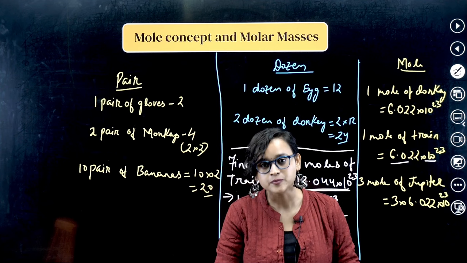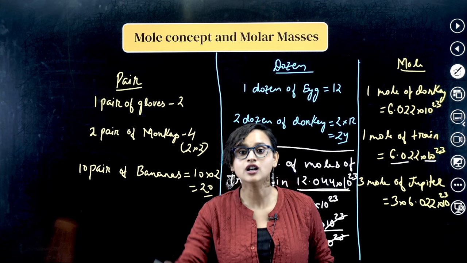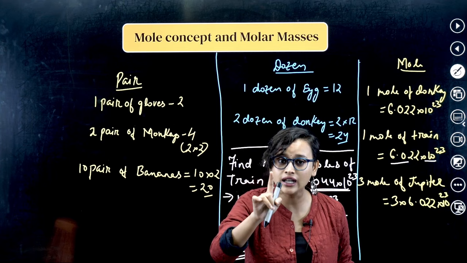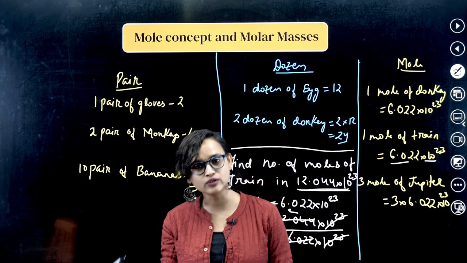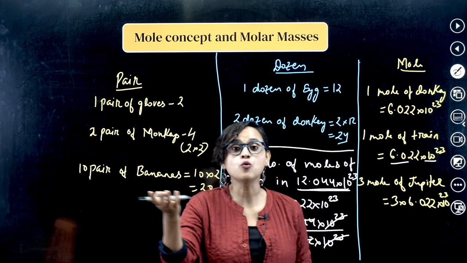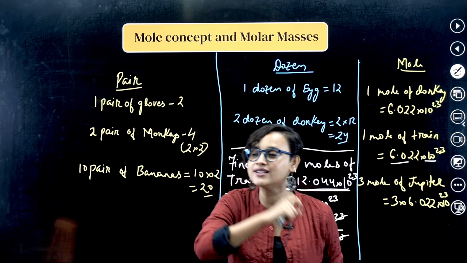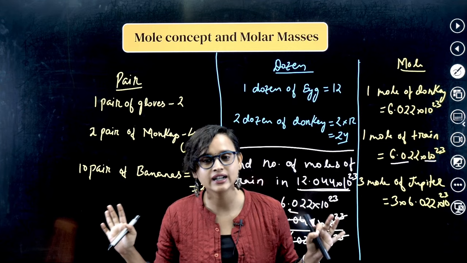Yes? So if I say one mole of donkey, 6.022 into 10 to the power 23. 1 mole of train, 6.022 into 10 to the power 23. 1 mole of egg, 1 mole of human, 1 mole of atom, 1 mole of ion, each is 6.022 into 10 to the power 23. Easy peasy biryani tasty. Mole concept is clear.